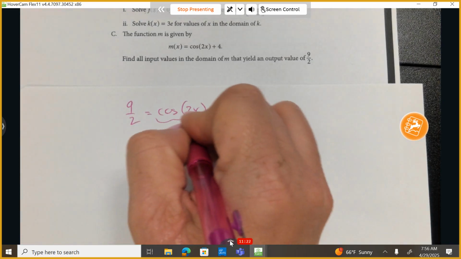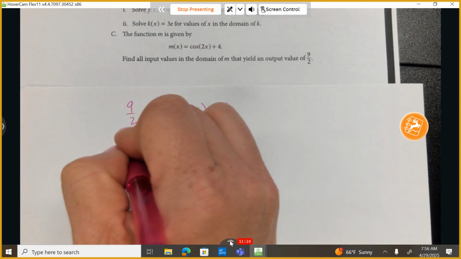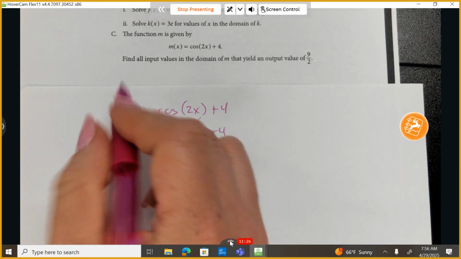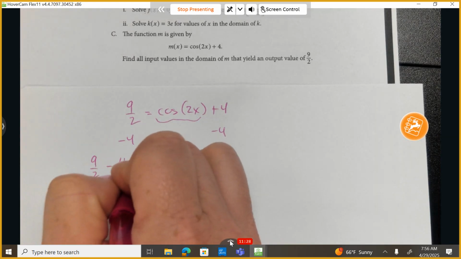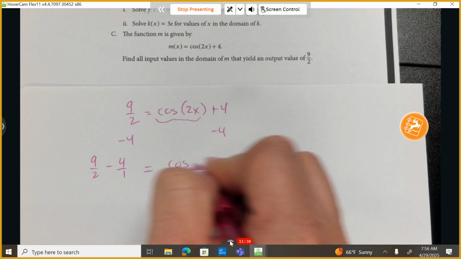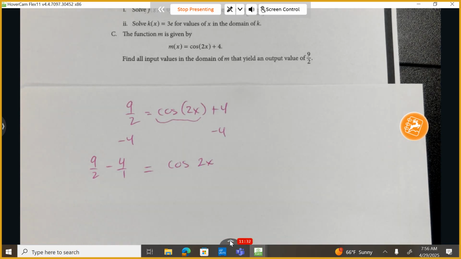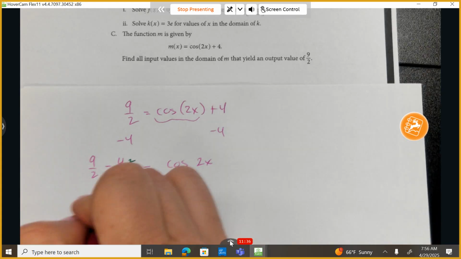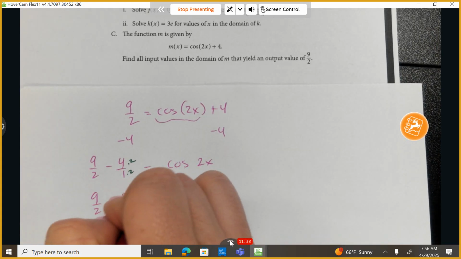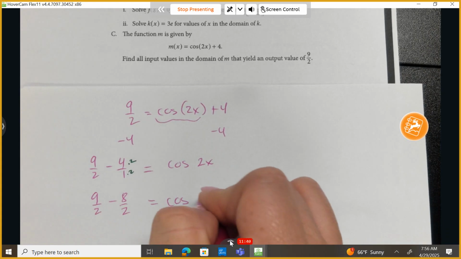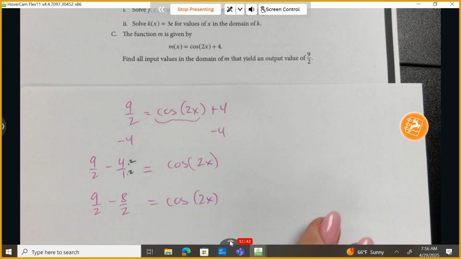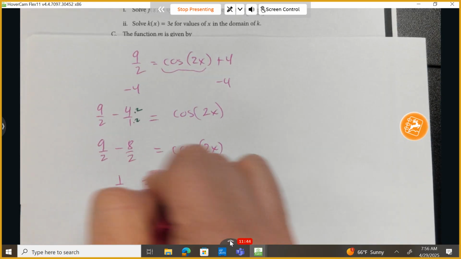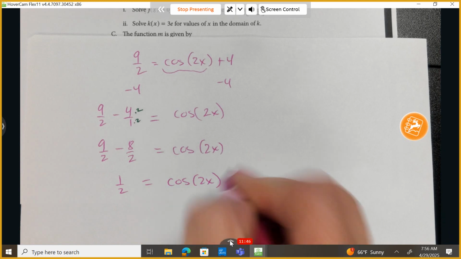I'm going to start by isolating this portion. So let's subtract 4 from both sides. So 9/2 minus 4 over 1 equals the cosine of 2x. I'm going to go ahead and find a common denominator. You can do that butterfly method if you like. I have 9/2 minus 8 over 2 equals the cosine of 2x. So I have 1/2 equals the cosine of 2x.